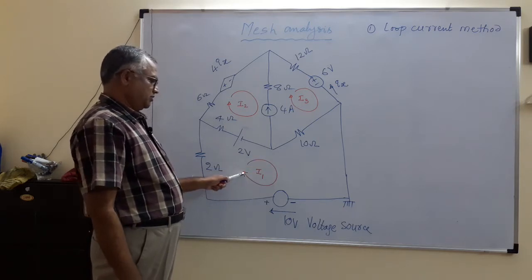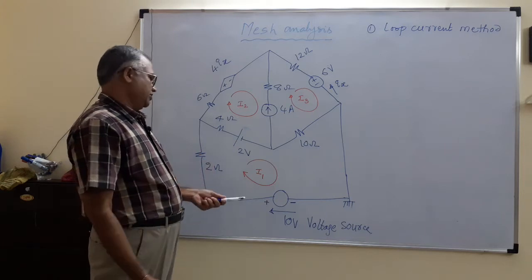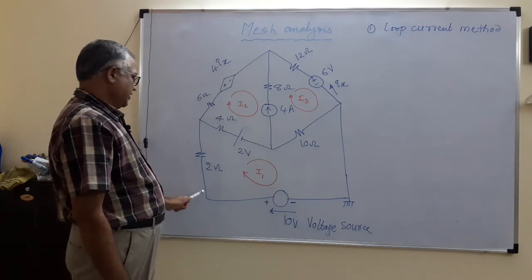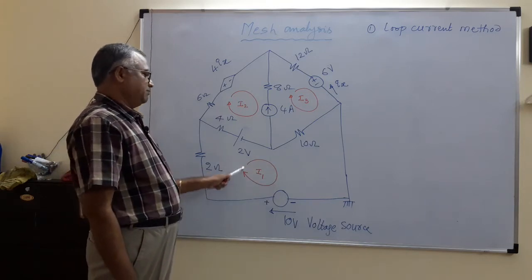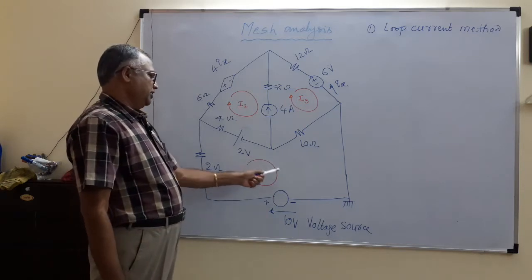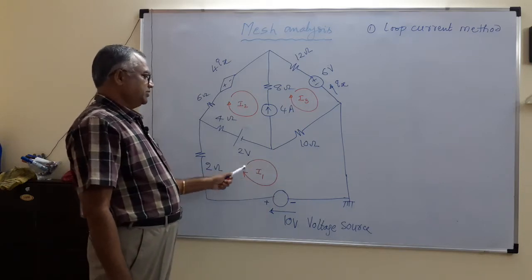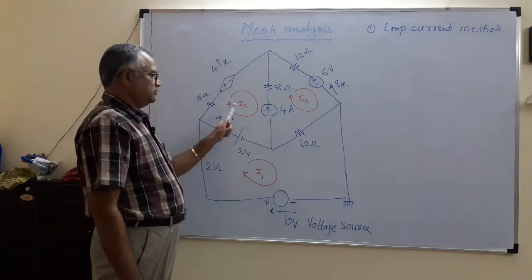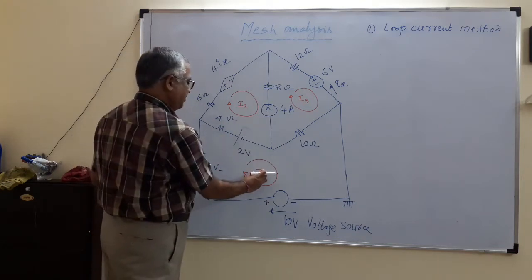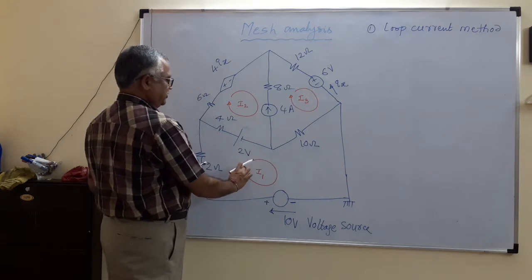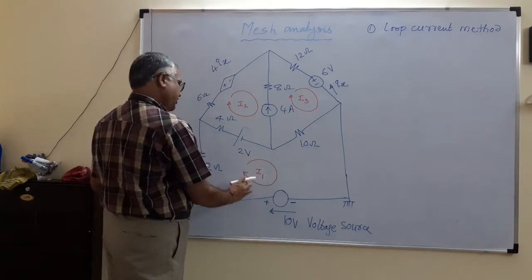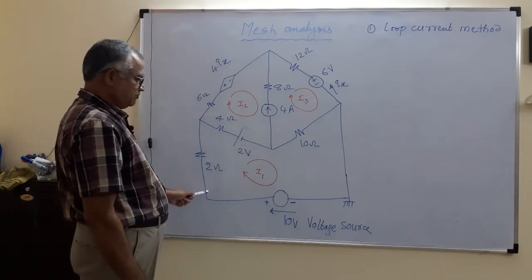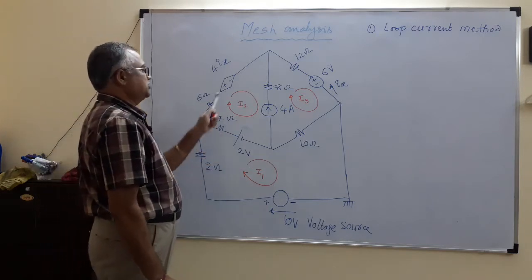This loop current we cannot measure. What we can measure using a meter is branch current. A meter is connected in the branch, a meter cannot be kept in the open loop. It's a theoretical current, loop current, which is flowing in the loop. If you keep the meter here, that meter cannot measure I1. So it is one of the techniques, we call it a loop current, imaginary current. The actual current flowing in the branch is measured by the meter. So the first step is this.